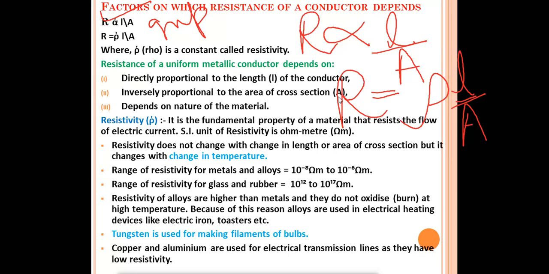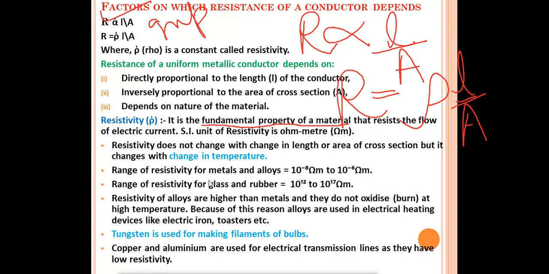Now, about the constant of proportionality, resistivity, we'll read now. Resistivity is the fundamental property of a metal that resists the flow of electric current. It is a property of material that resists the flow of electric current through it. And what is the unit of resistivity? The SI unit of resistivity is ohm meter. Resistivity does not change with change in length or area of cross section, but it changes with change in temperature. It does not depend on length and area of cross section, but it depends on temperature.